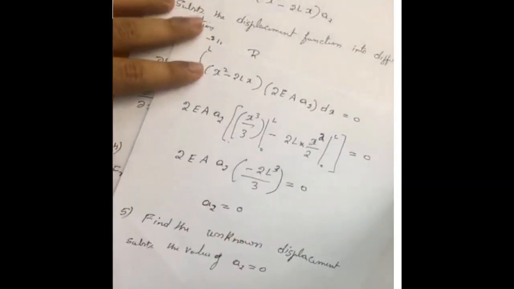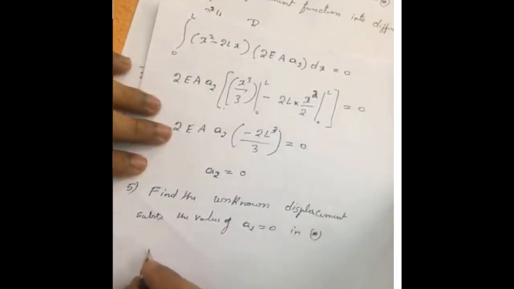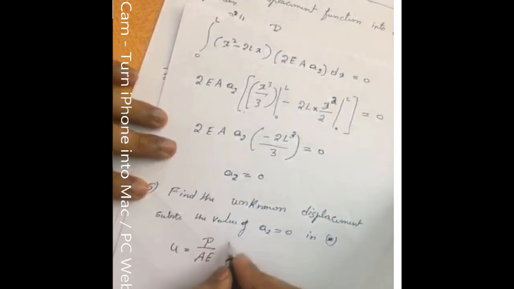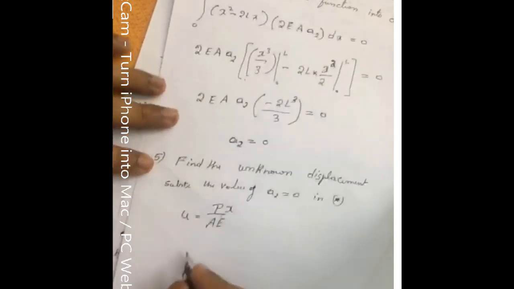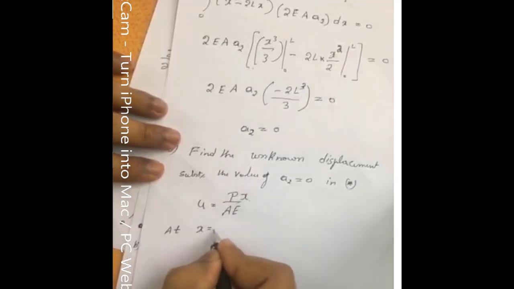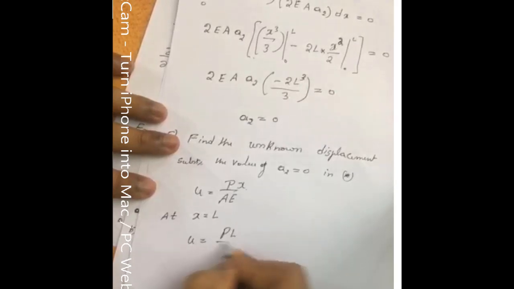Let's say I denote it as star. In star we get u is equal to, this will become 0 because a2 is 0. So we can write u is equal to P by AE into x. Now at x is equal to L, you can write displacement u is equal to PL by AE.